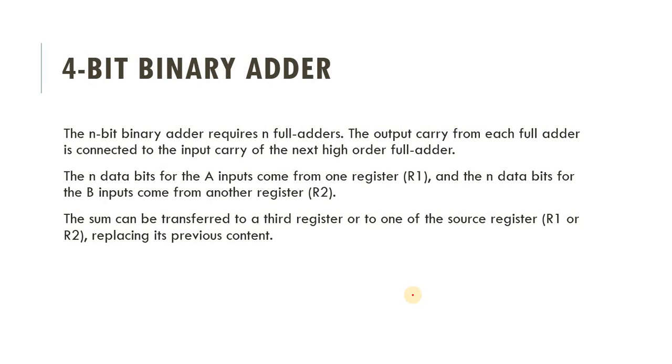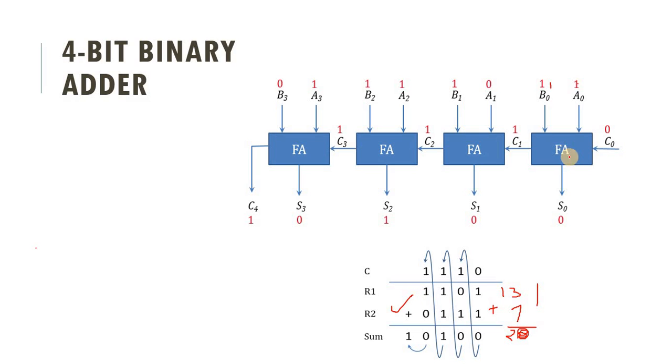Now next is the explanation that I explained. The n-bit binary adder requires n full adders. As I said, suppose you want to add n-bit binary numbers, at that time you require n full adders. The output carry from each full adder is connected to the input carry of the next higher-order full adder. So the statement says that the output carry of this full adder is given to the input of the second full adder.